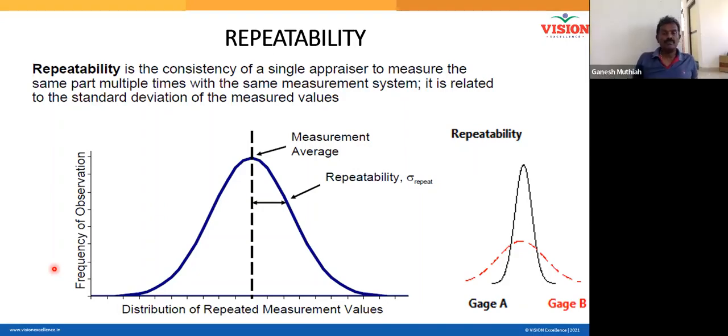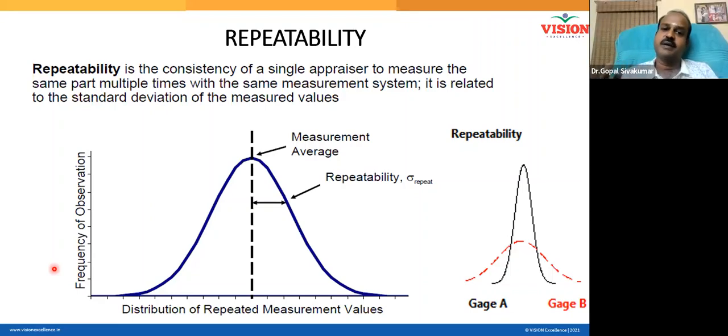All that is required is multiple readings from the same appraiser, collected from the same part, using the same measuring equipment, the same instruction, and the same environmental condition. But in reality, when I ask Prasad to measure the same part multiple times under the same conditions, do you think he will give me the same readings? It's not going to happen. So repeatability error is going to happen. To estimate the repeatability error committed by Prasad, all you need to do is calculate the standard deviation of his readings.